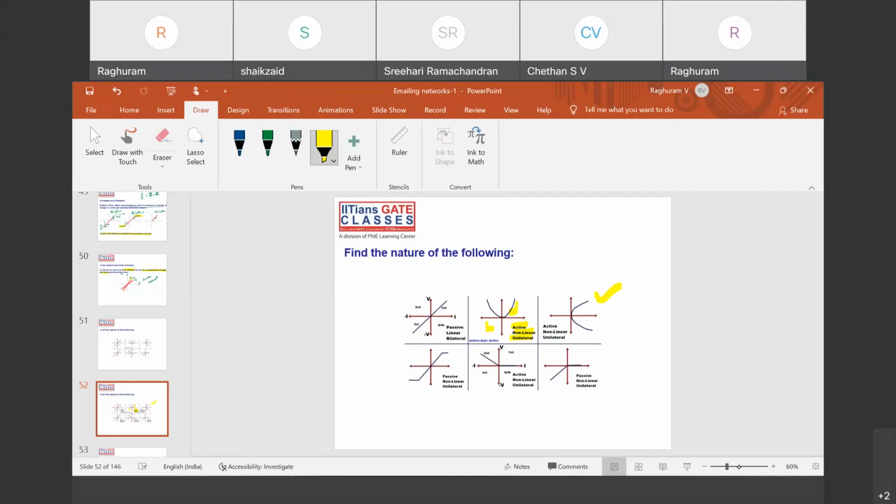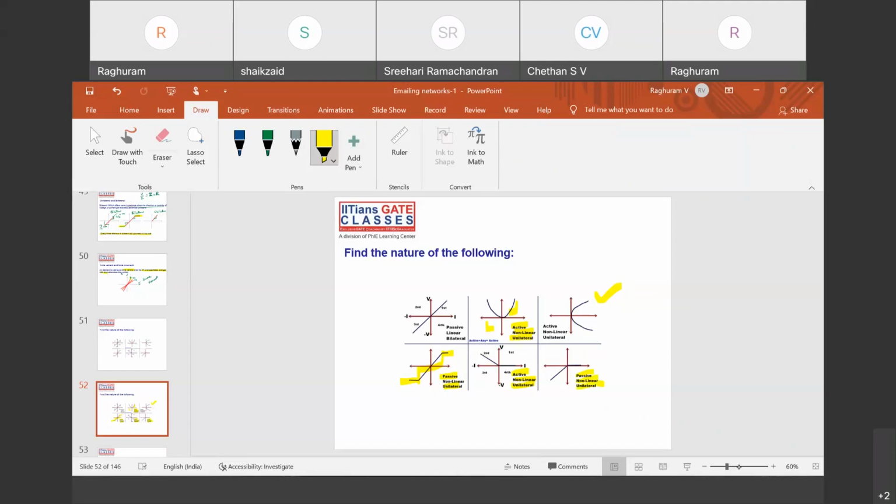Same case. This is passive. Why not linear? Because it's not a straight line equation here. It may be bilateral, but it depends upon the slope. It may become bilateral, depending upon the slope. Okay. Again, this is active: negative slope, nonlinear, unilateral. Passive, why? Positive slope, nonlinear, unilateral. Okay. Understood this? This is important.